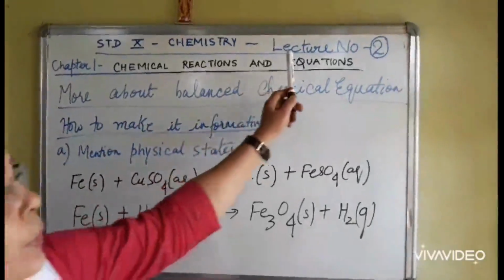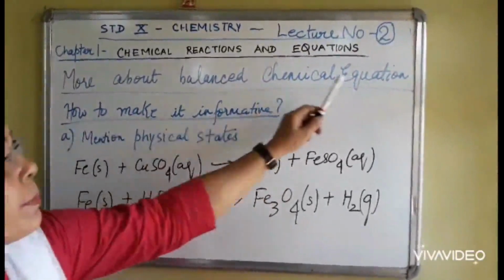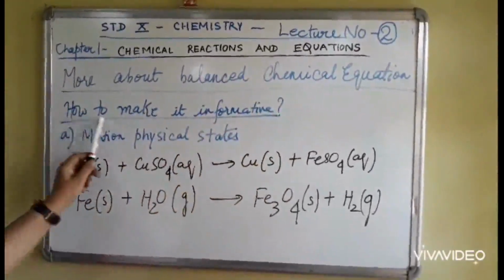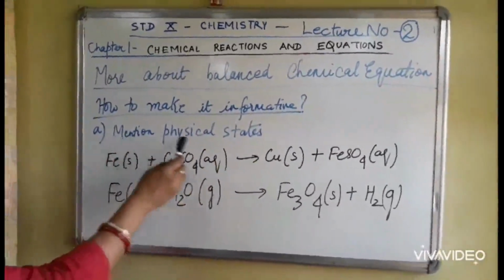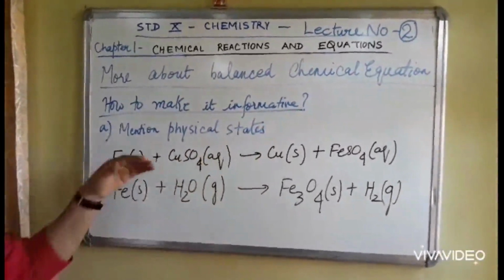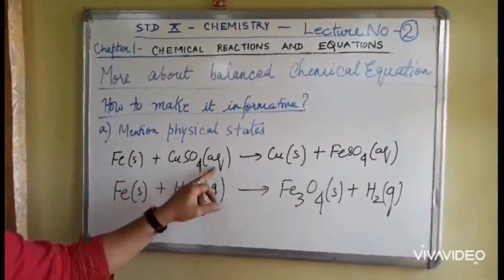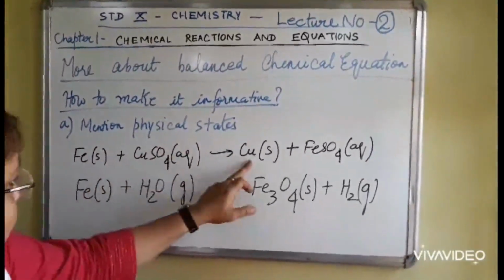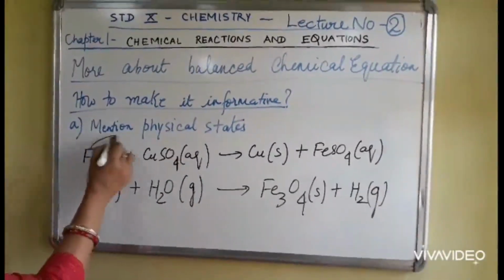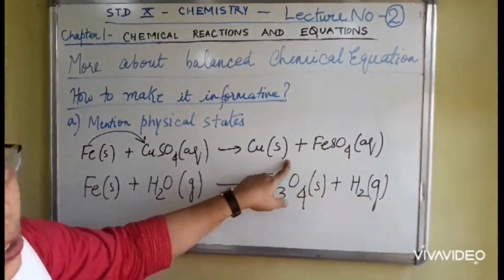Now, today's lecture number 2 is about balanced chemical equations, and how to make them more informative. First of all, we can mention the physical states. You can know this by examples. See, iron is in solid state. It reacts with copper sulfate in aqueous form to form copper. Iron replaces copper, forming FeSO4, and copper is thrown out.